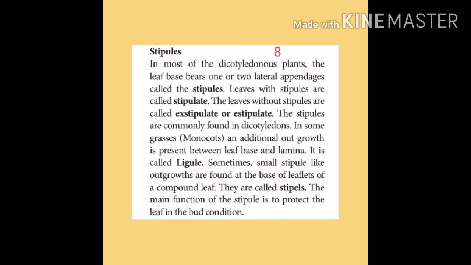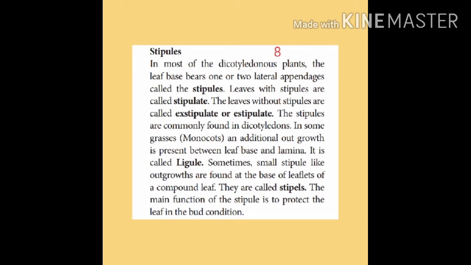The next structure is stipule. A lateral appendage from the base of the leaf is called a stipule. I will show you the stipule in the practical class. In the next video I will show the material and tell you. It is nothing but the small outgrowth that you can see in the picture, that is called a stipule.